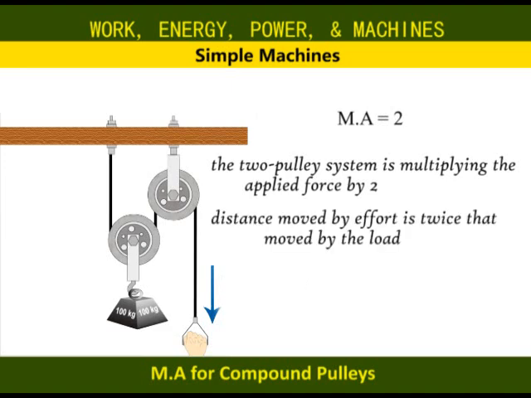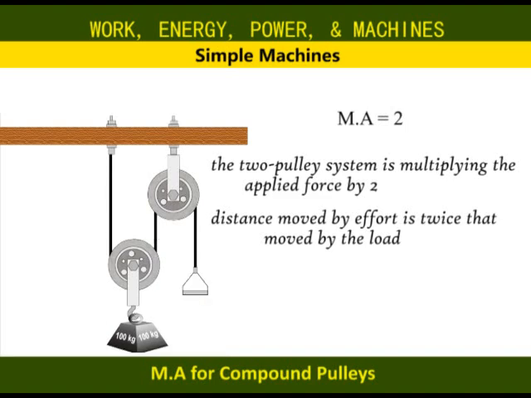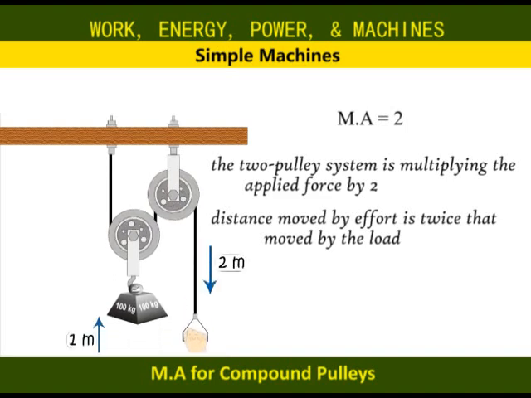However, the distance moved by the effort will have to double. The weight rises 1 meter, but the loose end has to be pulled twice that far. This gives a velocity ratio of 2. It means that if there is no friction, this pulley system will have an efficiency of 100%.